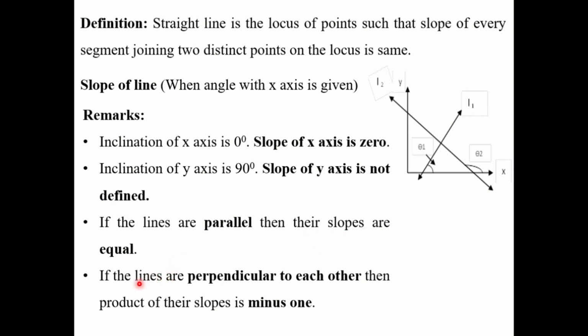Another important statement about straight lines is, if the lines are perpendicular to each other, then the product of their slopes is -1. These are the most important statements in straight line. If the lines are parallel, then their slopes are equal. If the lines are perpendicular to each other, then the product of their slopes is -1.